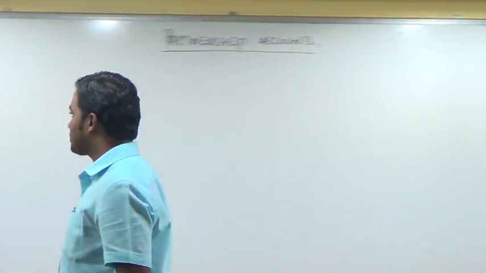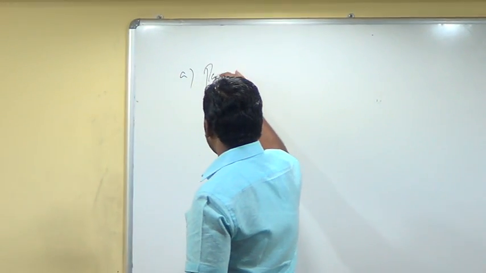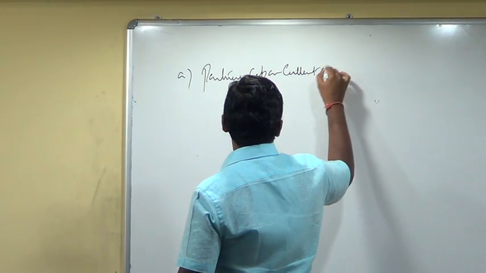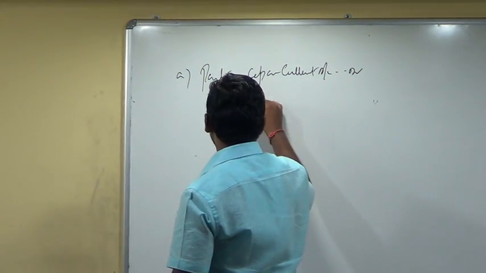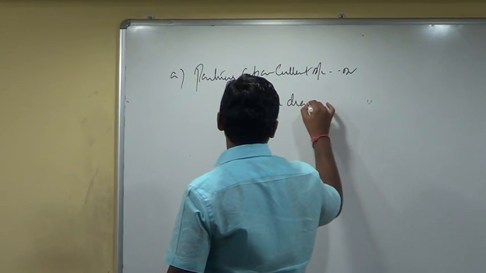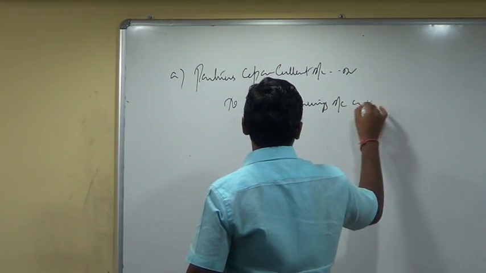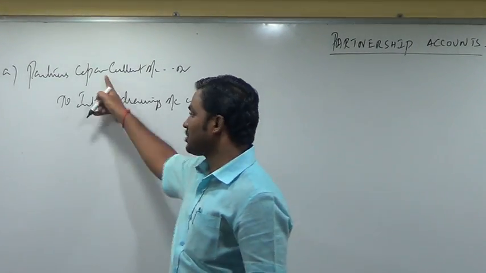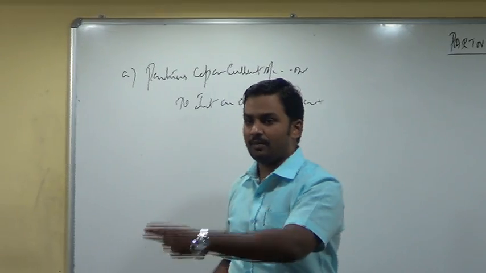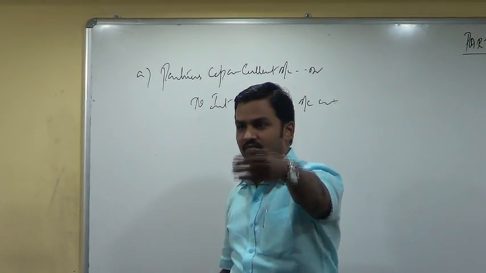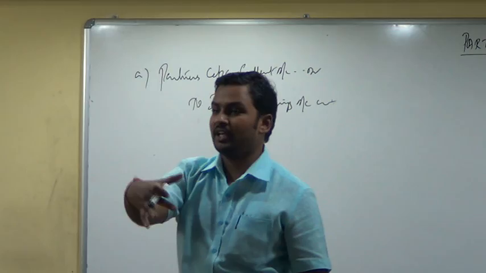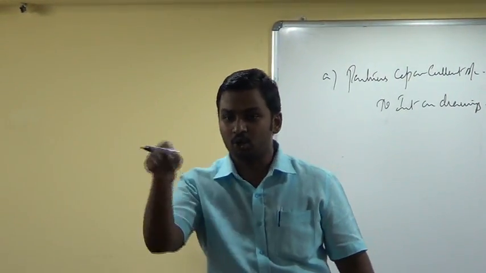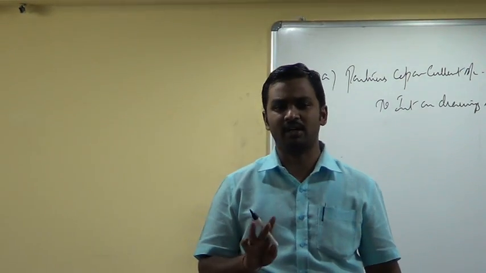So what is the entry I have passed? Partners' capital or current account debtor to interest on drawings. Interest on drawings is credited because it is income for the firm. This income has to be deducted out of the capital of the partner. Hence, the capital account is debited. Is it clear? When a partner contributes money, his capital account is credited. When you want to deduct his capital, you are going to debit his account. Is it clear? Are you able to understand?